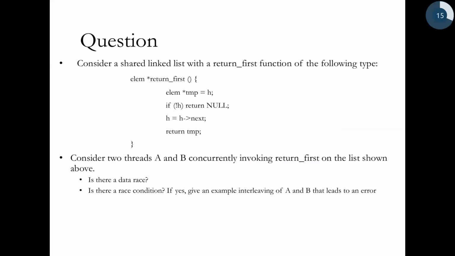So let's look at one example. Consider a shared linked list, something like maybe you did in the first project, and you want to return the first element. If the list is not empty, so that means the head of the list is not null, you want to return the first element and update the head pointer to the second element in the list. So is there a data race here?